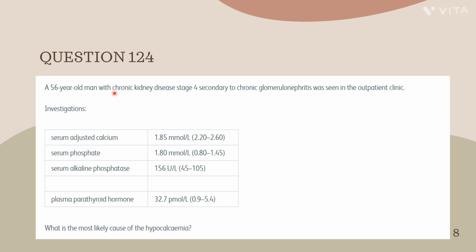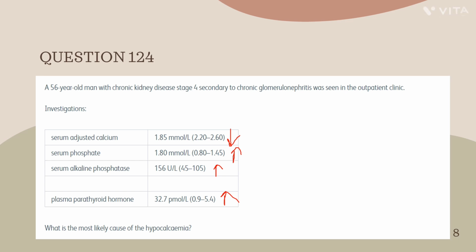Next question, a 56-year-old man with chronic kidney disease stage 4 secondary to chronic glomerulonephritis was seen in the outpatients clinic. Investigation showed calcium 1.85, it is low, since 2.2 to 2.6 is normal. Serum phosphate 1.8, it's high. Serum alkaline phosphatase 156, high. Plasma parathyroid hormone 32.7, high. What is the most likely cause of hypocalcemia?